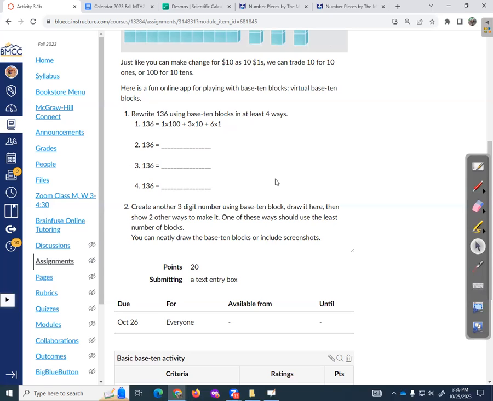Do I have to write down the first one since it's done already? No. I did the first one for you. You don't have to, but you could if you want. I need you to come up with 3 other expansions with the toys in mind.